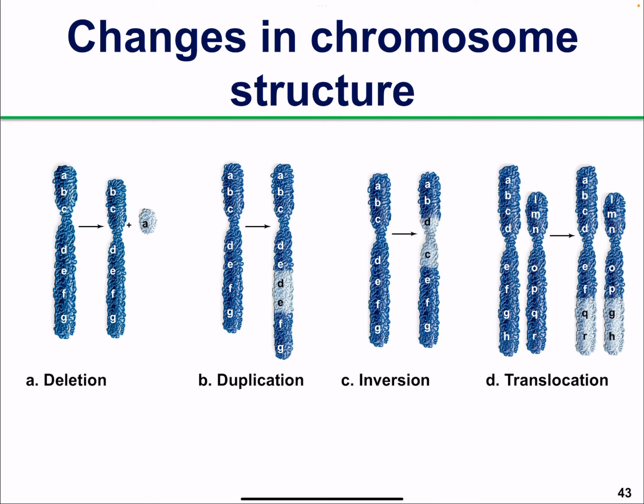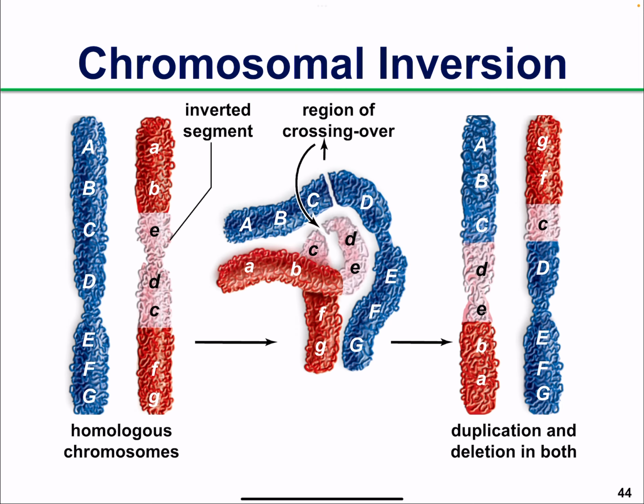So here we have A that is deleted, that is loss of genetic information, that has tremendous consequences. Here, a duplication, we have DE that are duplicated in the chromosome. In inversion, you have C and D here that are aligned properly, while on this chromosome here we have D and C. They are inverted. In a translocation, we have basically a change in the genes on different chromosomes, right? Which is not good news.